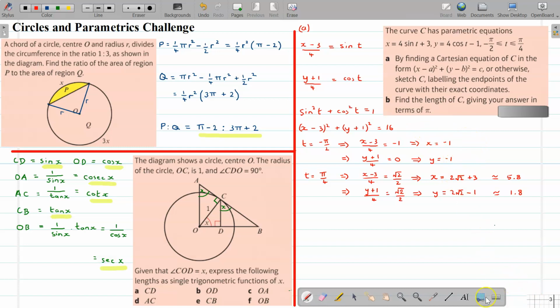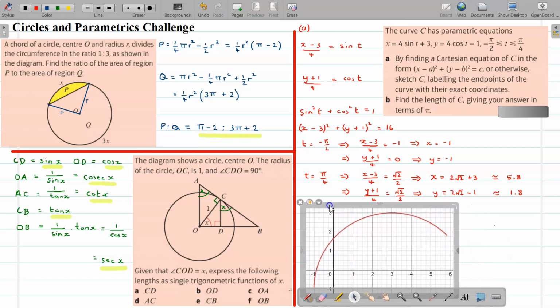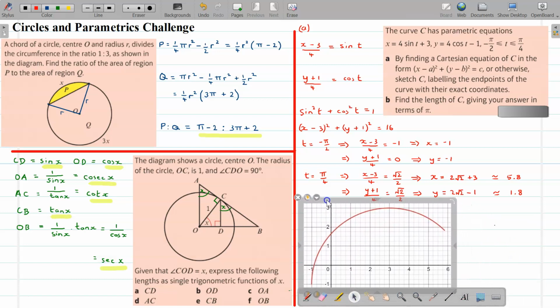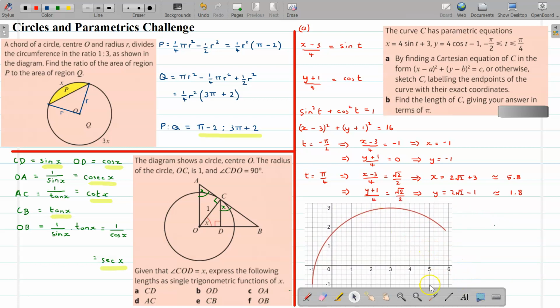Well, rather than try and do a sketch on this tablet, I've already done it here, just so you can see what it looks like, which is quite clear to see. So when t was minus pi by 2, the point minus 1, minus 1 is there where it begins, and it ends when t is pi by 4, which is this here.